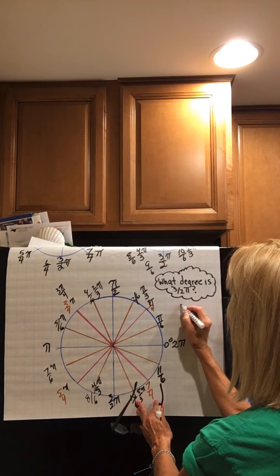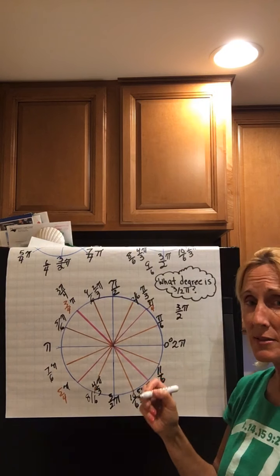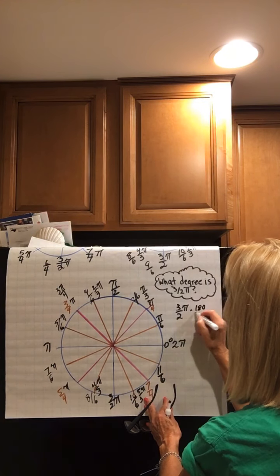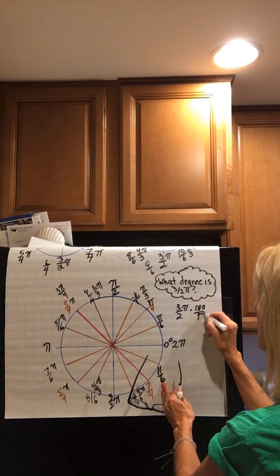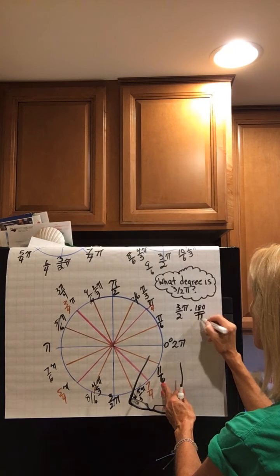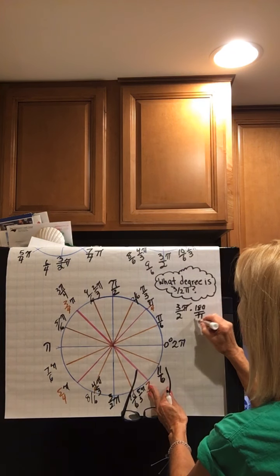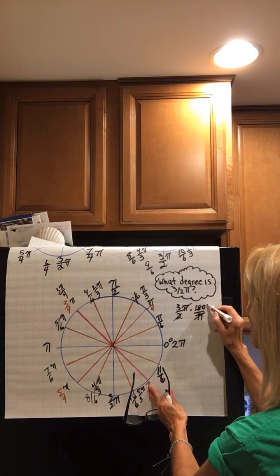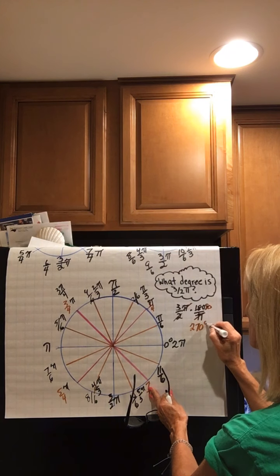Or you can remember how to convert. So you could go 3/2 pi. Let's see, if I want degrees, I want to get rid of that pi symbol, so I'm going to multiply by 180 over pi, so I can make my pi go away, so that would cancel out. I can cross cancel, 2 can go into 180, 90 times, and I would get 270 degrees.